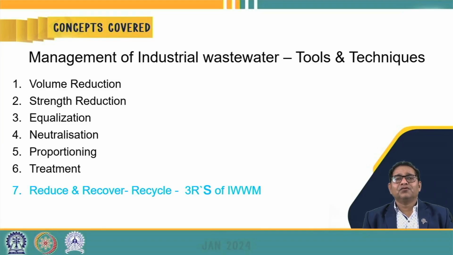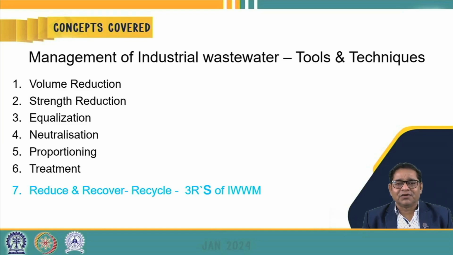Then we have strength reduction. This mostly implies recovering and reusing various types of metals and precious chemicals present in the wastewater from various manufacturing processes, which may contain valuable metals like chromium. We may have gold, we may have silver, we may have nickel. Depending upon the pollution load, the strength of the wastewater, we can reduce it using various advanced tools and techniques that we are going to discuss under strength reduction.